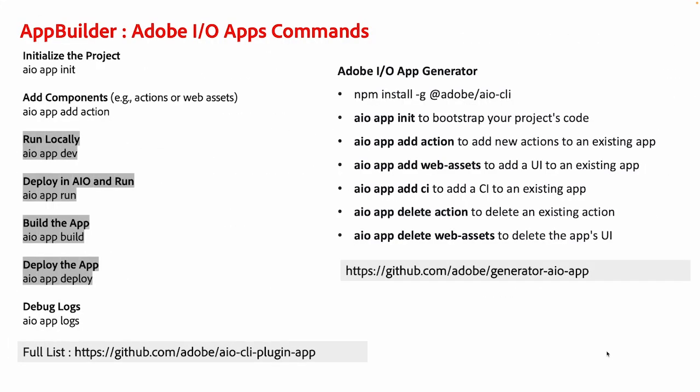Next, we have Adobe IO app commands, which are basically useful for running, building, developing or deploying the application. Once you have developed the application, these are useful commands which can be utilized to build, deploy and run your app. And aio app dev, which we have already discussed in the previous content, is also there.